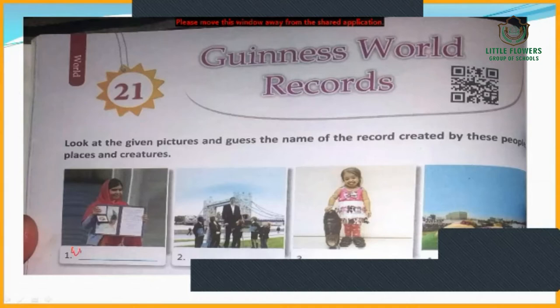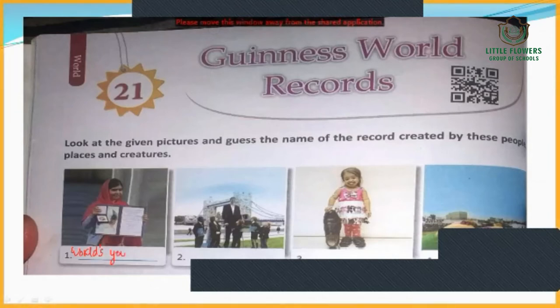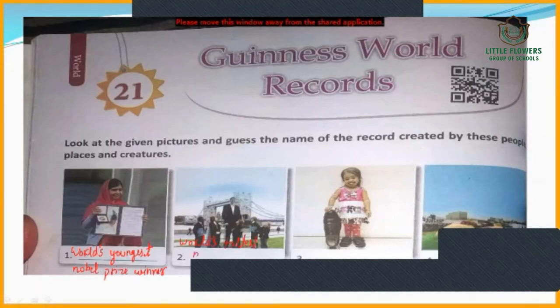So what you have to do, write, sorry beta, youngest. Write youngest Nobel Prize winner. You have to write this in your book also. Second is the picture, what you are observing is the picture of world's tallest man ever. World's tallest man ever.